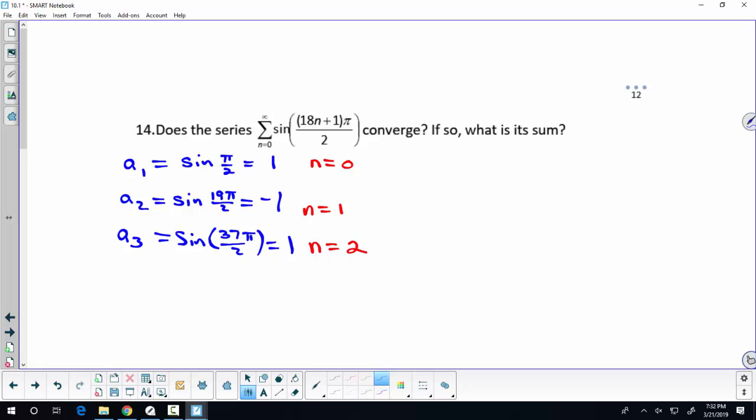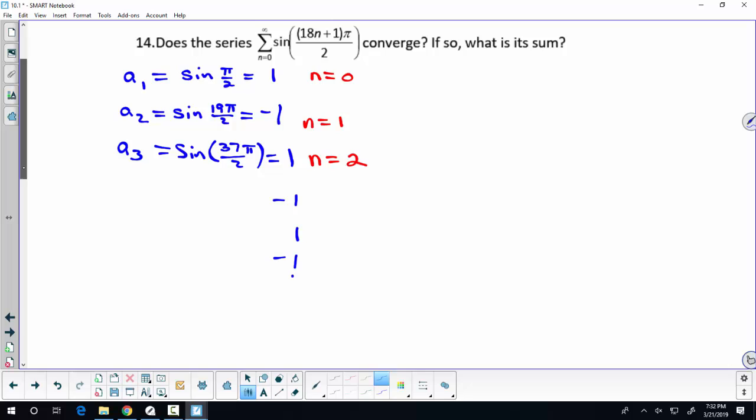So I guess we could keep going. There's not really a good reason to do so. Keep going: negative 1, 1, negative 1, and so forth. So what would we say about that series? Yeah, we would say that it diverges.